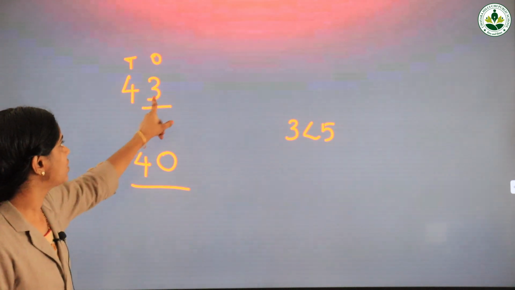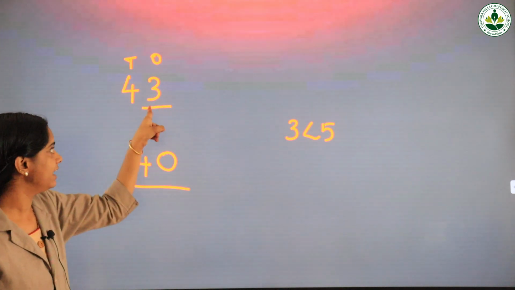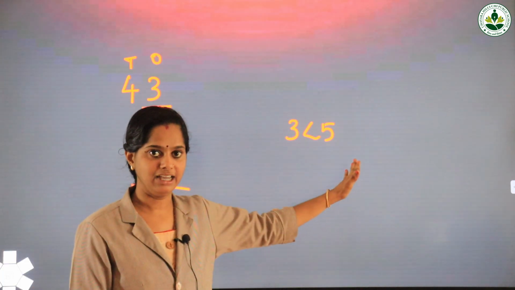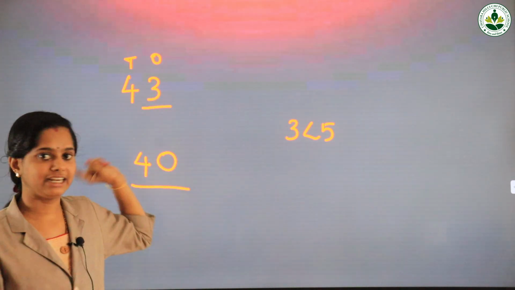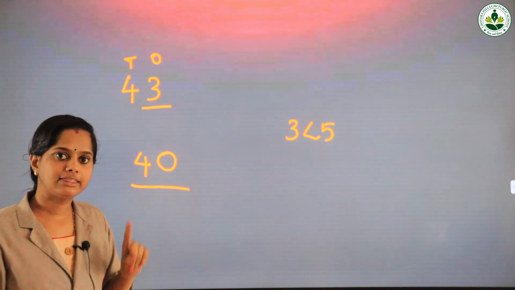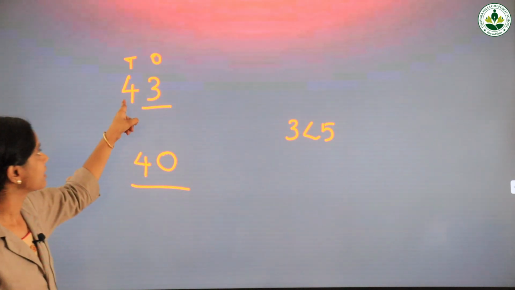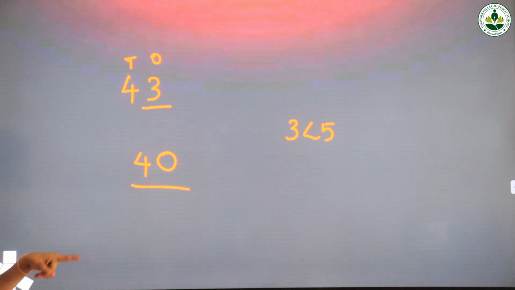First step, look at the digit in the ones place. Here it is 3. If it is less than 5, we know that 3 is less than 5. We can round off 3 to 0 without changing the digit in the tens place. So, 43 rounded off to the nearest 10 is 40.